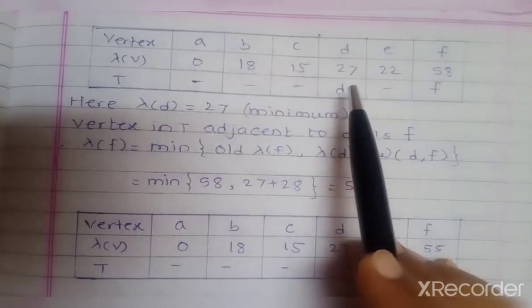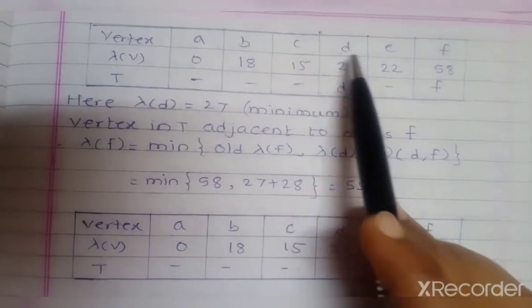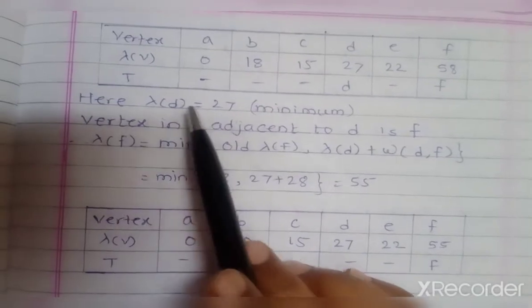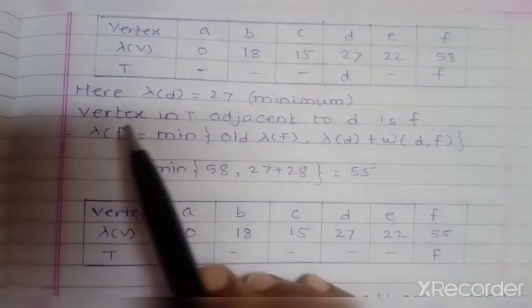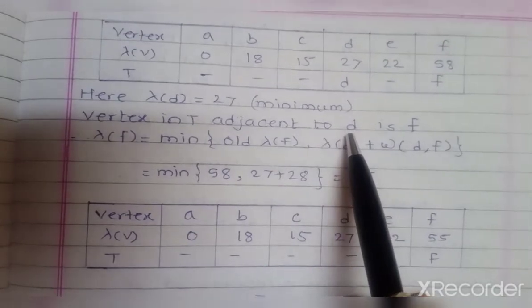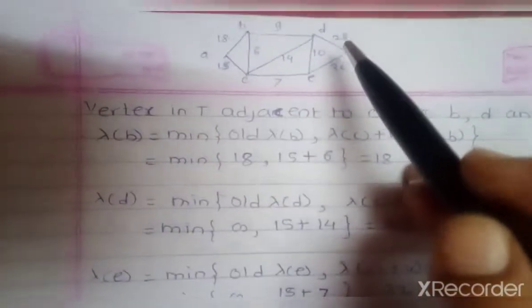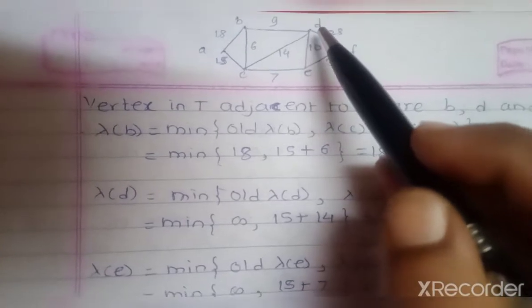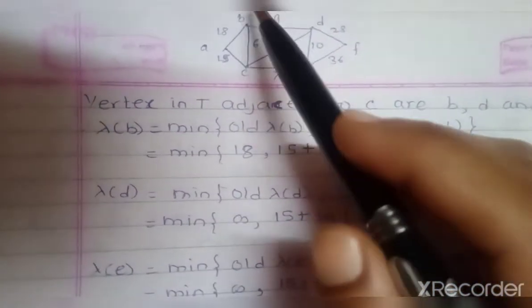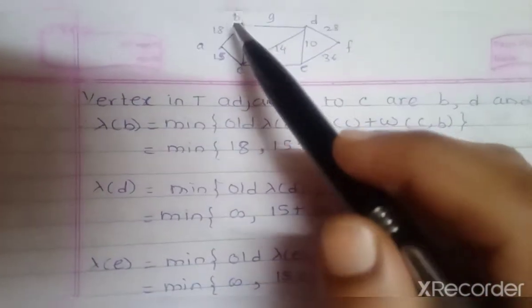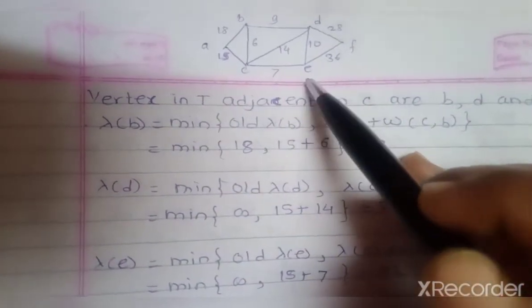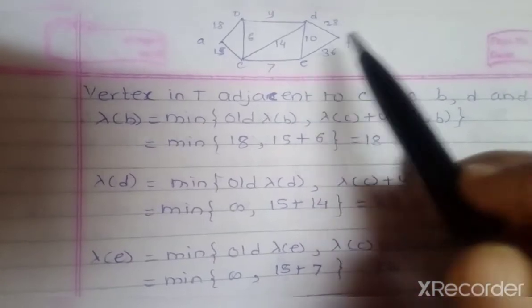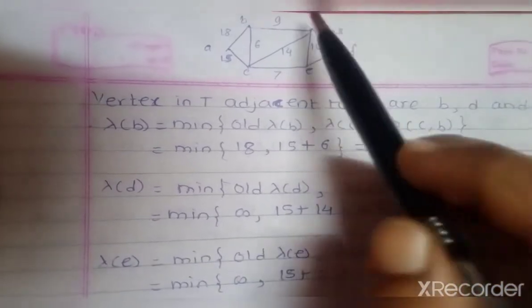Now four vertices are permanent, so the temporary vertices are only D and F. From D and F, 27 is the minimum. So we consider lambda of D equal to 27, which is the minimum. Now check the adjacent vertices of D. Only one vertex remains. The adjacent vertices of D are B, C, E, F. But B, C and E, these three, are permanent vertices. Only the F vertex remains. So we write down here the adjacent vertex.